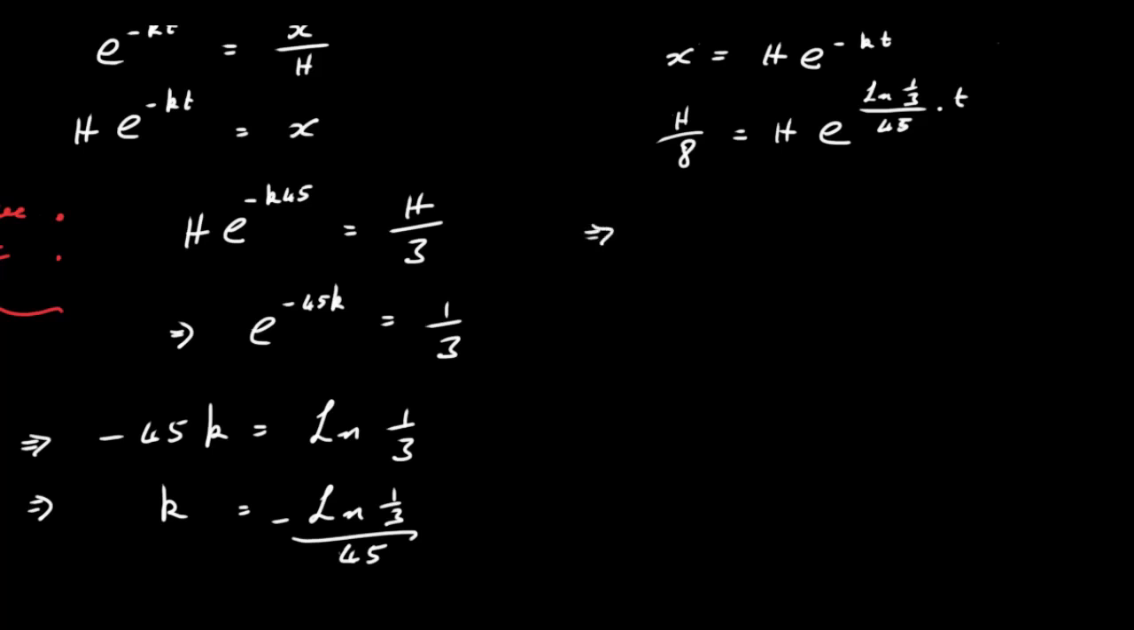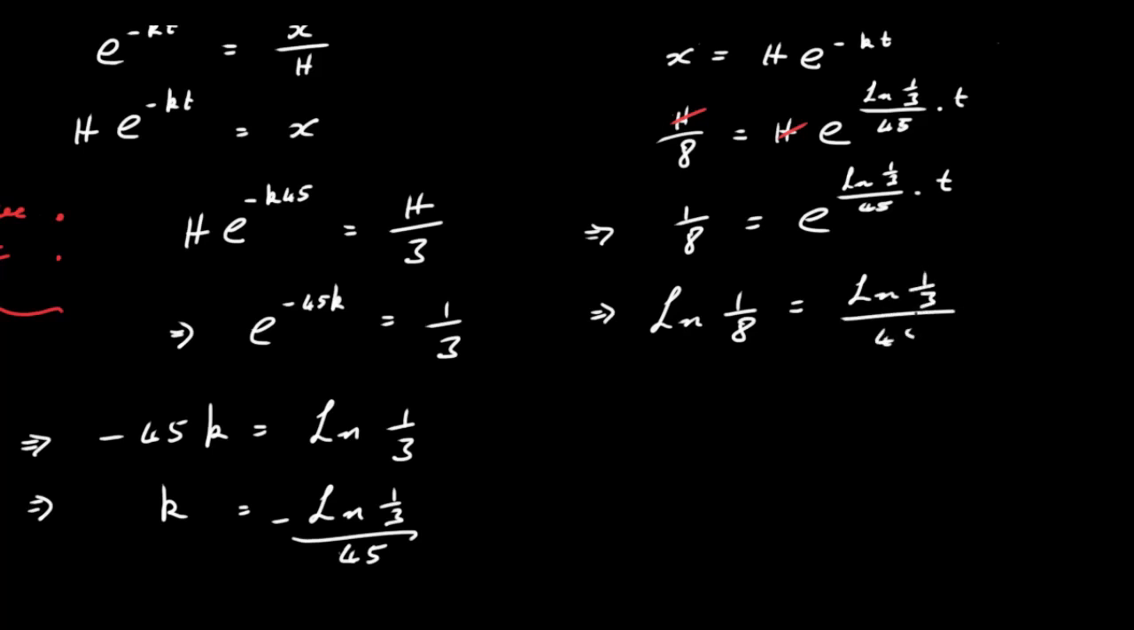So let's work through that. Well, the h's will disappear anyway. We can divide across by h. So we get 1 over 8 is equal to e to the power of log 1/3 over 45 times t. Take the log of both sides, so the log of 1/8 is equal to the log of 1/3 over 45 times t. And really all you've got to do now is just divide across by this thing here.